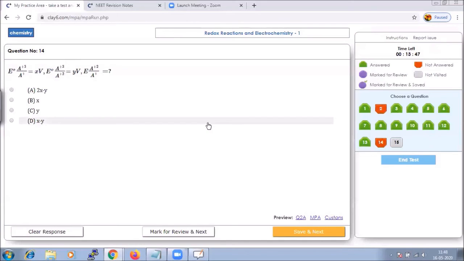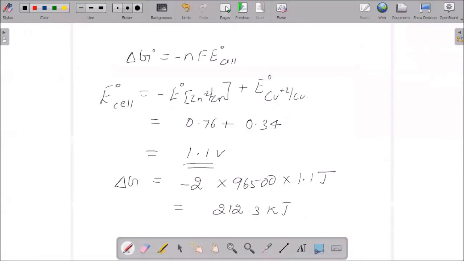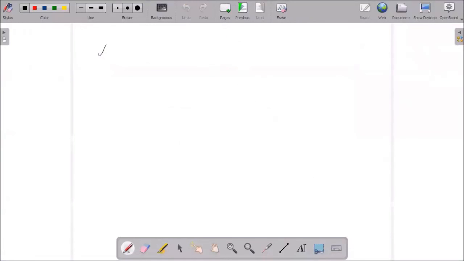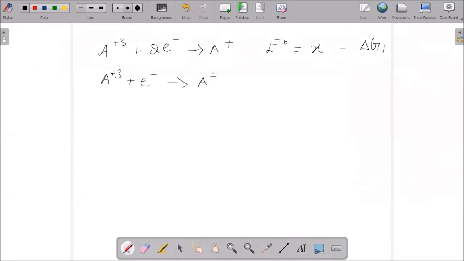So when we try to solve this, here we are given the values, hence it is just a rearrangement of each value and you will be able to reach the answer. That is Al3+ plus 3 electrons, of course, will give us Al, and here E naught value we can take to be X. Let us assume that this is delta G1, and this is Al3+ plus electrons will give you Al2+, E naught equal to Y, and this is delta G2.